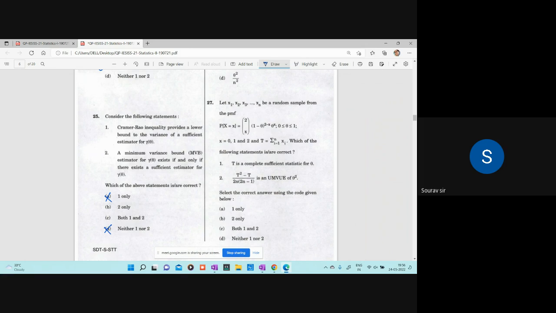Does CRLB always attain the variance? The CRLB inequality provides a lower bound to the variance of a sufficient estimator of gamma theta. Can CRLB always attain the variance lower bound? There was a sum we were doing last, this sum and the previous sum of CRLB, where they asked that CRLB was not attained. So 1 is not always certain. So only 2 will be true, not C.